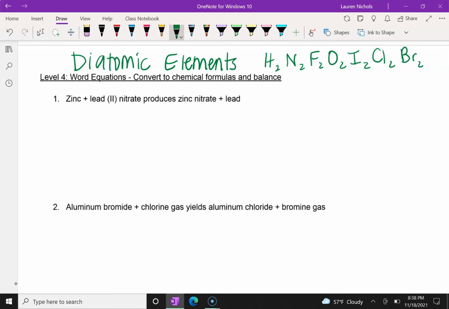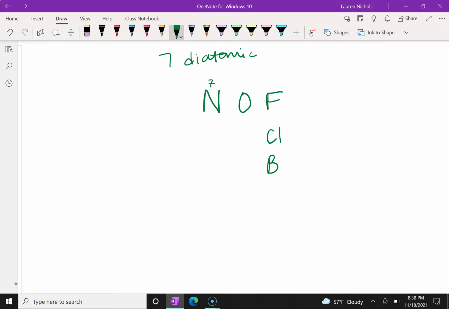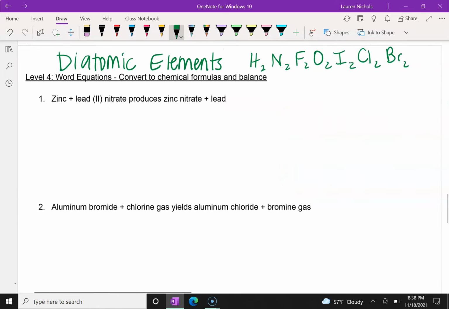Another way is if you look at your periodic table and you find nitrogen, there are 7 diatomic elements. If you start at number 7 on the periodic table and you draw a 7, you get nitrogen, oxygen, fluorine, chlorine, bromine, and iodine. And so this 7 on the periodic table is the 7 diatomic elements plus hydrogen, which is over here. So you just kind of have to remember that one. But there are multiple ways to remember.